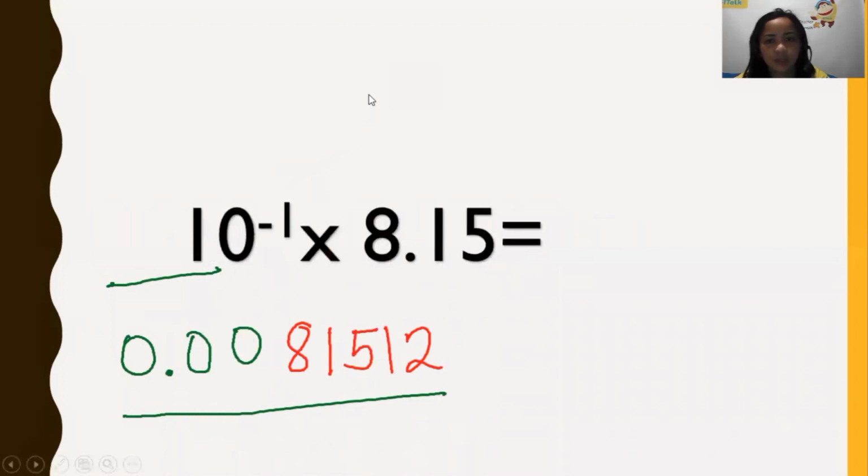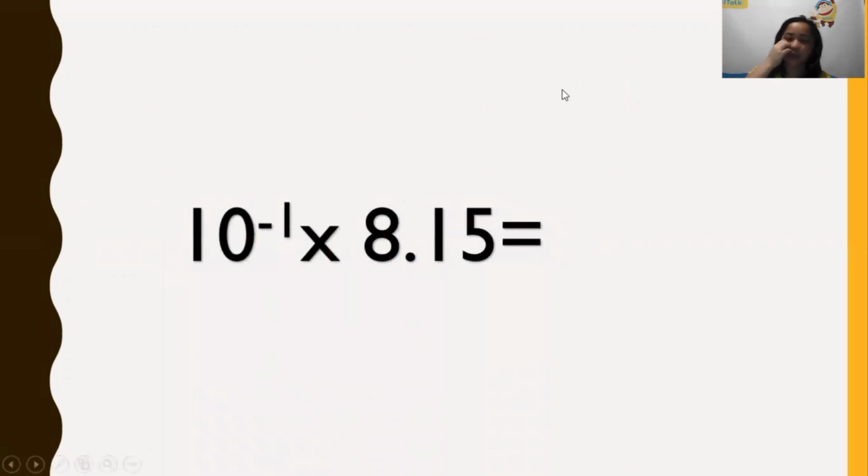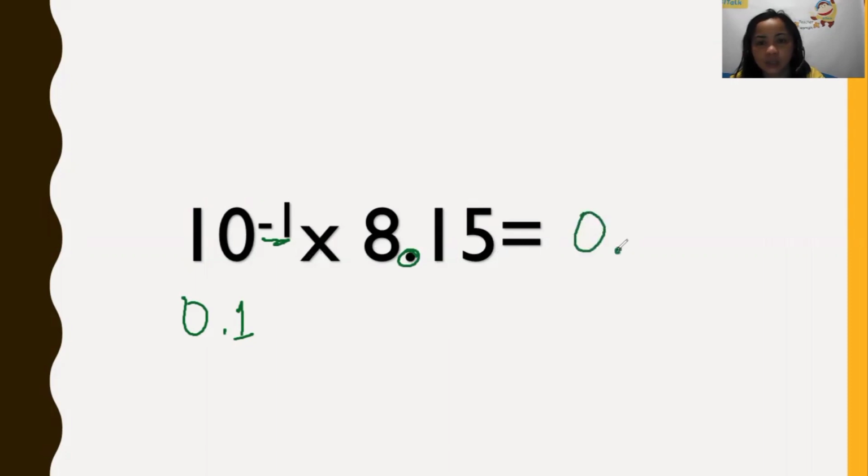So let's have another example using exponent. We have 10 raised to negative 1 times 8 and 15 hundredths. So 10 raised to negative 1, that means 1/10. So we have to move the decimal point 1 place to the left. So the answer is 815 thousandths.